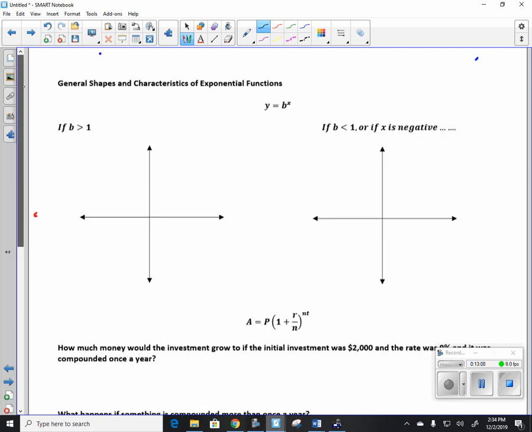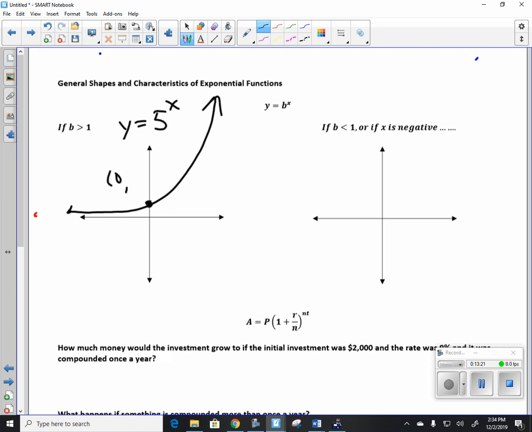Here's part of what we learned. If you have b greater than 1, say y is equal to 5 to the x, it has a shape that looks like this. And it passes through the point (0, 1). And it has this imaginary line that it never crosses. It's called a horizontal asymptote.